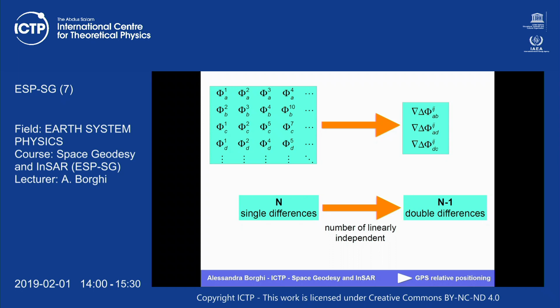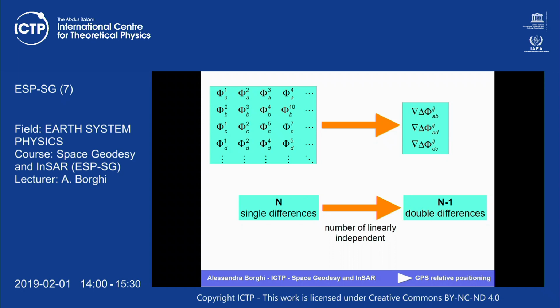So now we are looking at how we can compute double differences, starting from single differences. After, we are going to see the similar problem with the single differences. So if you have n single differences, for instance between receivers, so if you have n baselines, the number of linearly independent double differences is given by n minus 1.